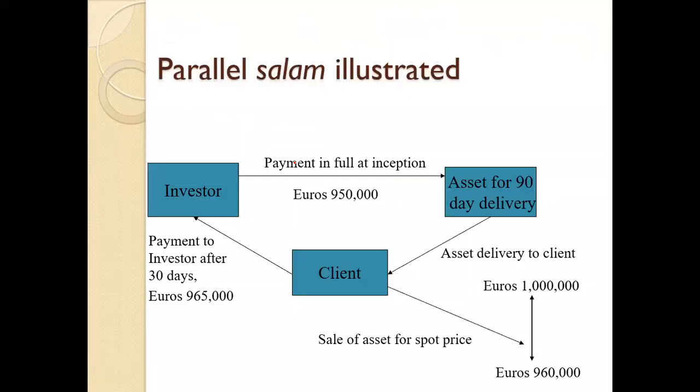So you see a diagram which illustrates the salam agreement or salam financing structure. So here the investor is an Islamic bank. What the Islamic bank is doing, the Islamic bank has paid this amount, 950,000 euros, to an asset supplier, which will be supplied after 90 days, and payment has been made initially, or in advance.